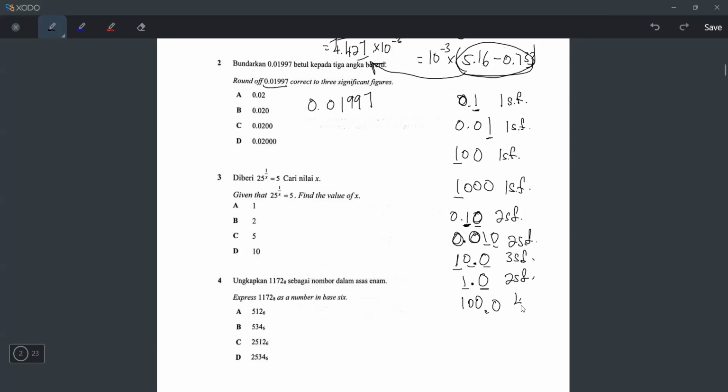Let's go to the last one. 100.0. How many? There are 4. Because we count all these zeros at the back also. Why? Because there's a point. Okay, so we only count the zeros at the back when there's a point.